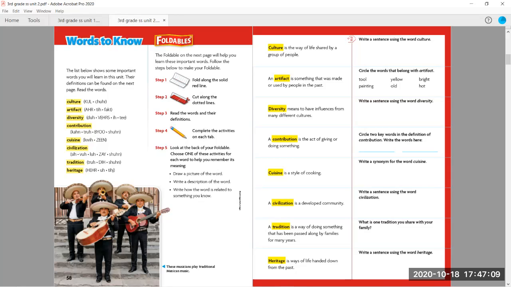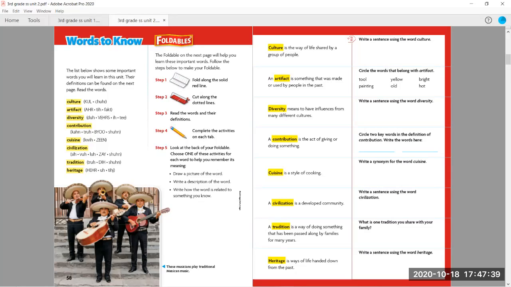Now, your next word is the word tradition. A tradition is a way of doing something that's been passed along by families for many years. So a tradition is something that your great grandparents did, and they taught your parents, and now your parents are teaching you. It's just a way that you do something, or a way that maybe you celebrate something that's been done in your family for many, many years, not just in your immediate family, but it goes back to your parents and your grandparents and your great grandparents.